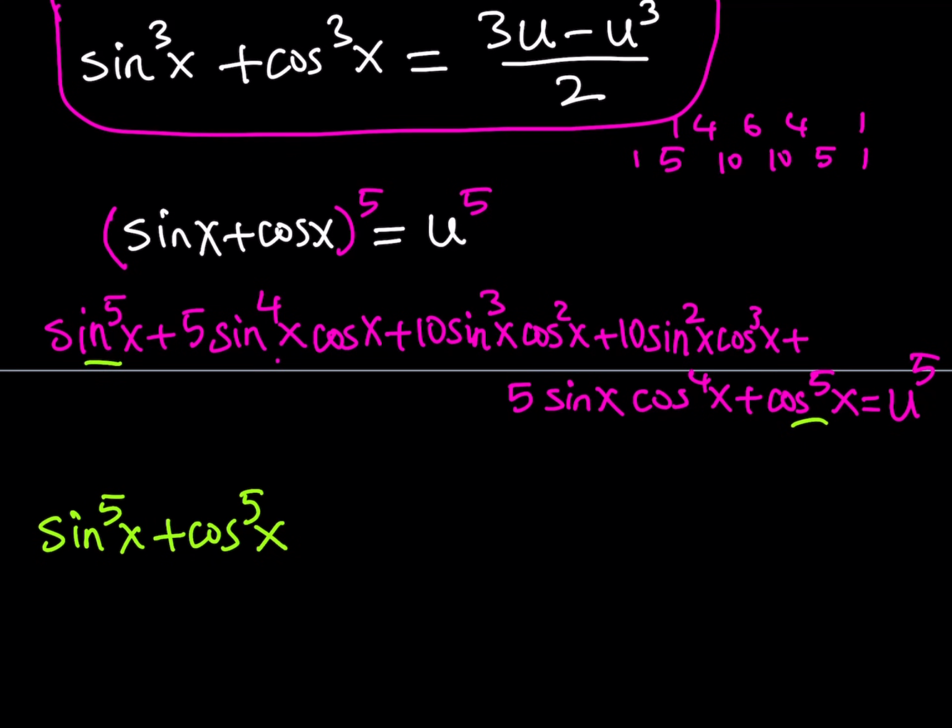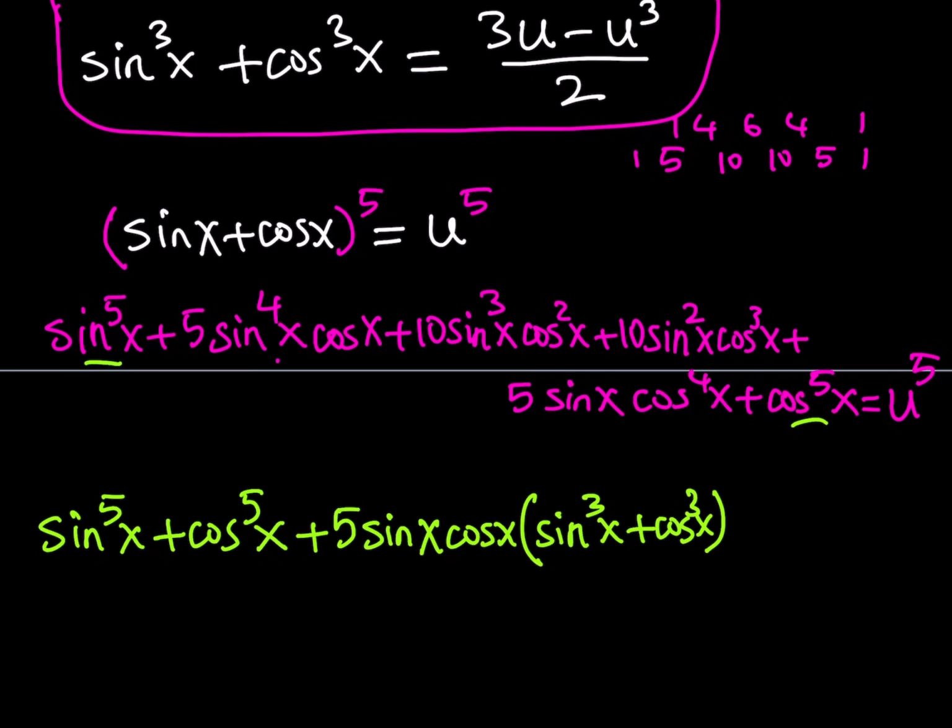What am I going to do next? Well, I'm going to put the terms with the 5 as a coefficient together because it makes sense. First of all, they have the same coefficients and they're symmetrical. Not only 5, but I can pull out a 5 sine x cosine x from there, which is a common factor, right? And inside, which is kind of interesting, we're going to get sine cubed x plus cosine cubed x, which is something we found, correct?